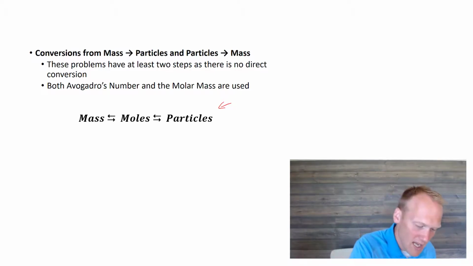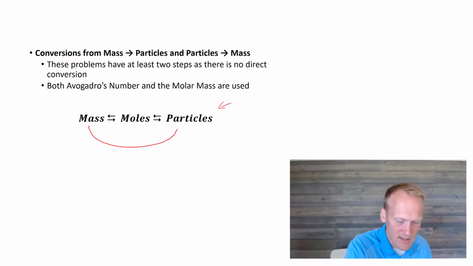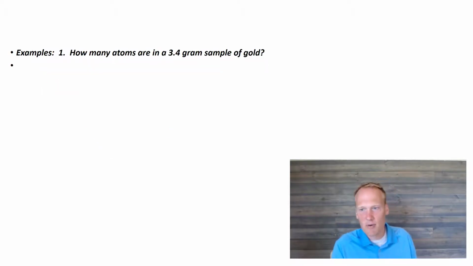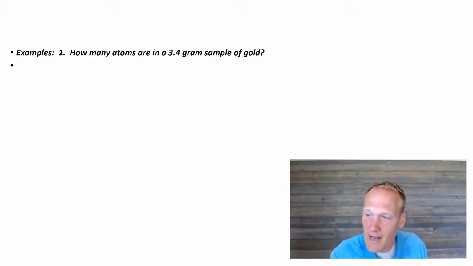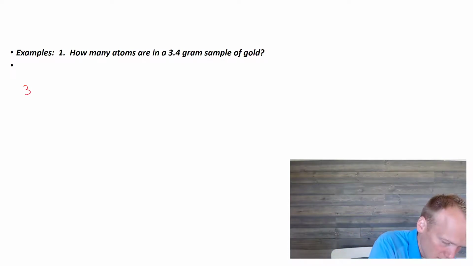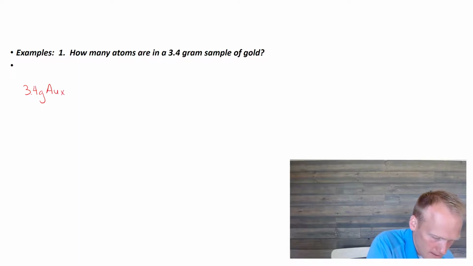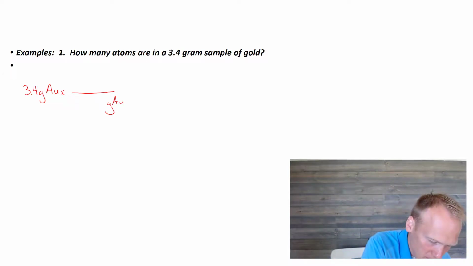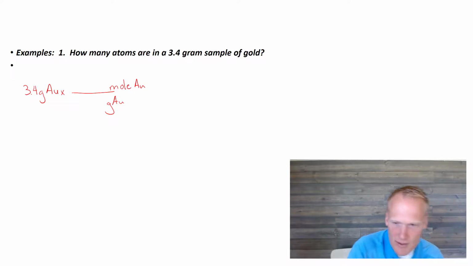Let's suppose I wanted to go from the mass of a substance and know how many atoms or molecules were in that substance. How would I do that? Let's go through one. You have a 3.4 gram sample of gold and it wants to know how many atoms you have. So 3.4 grams of gold, the symbol for gold is Au. I want grams of gold to cancel out, so that goes on the bottom. And the first place I need to get to is up Mole Mountain, so I'm going to moles.